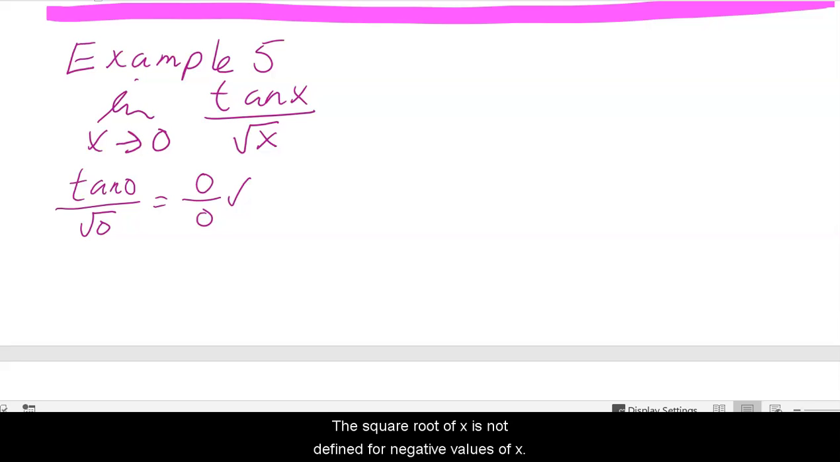The square root of x is not defined for negative values of x, but as long as I stay to the right side of 0, it will be both continuous and differentiable. So I can only look coming from the right side of 0. If I do this, then I should be able to apply L'Hopital's rule. But again, this really means that I should be approaching 0 from the right, since the square root of x does not even exist on the left of 0.